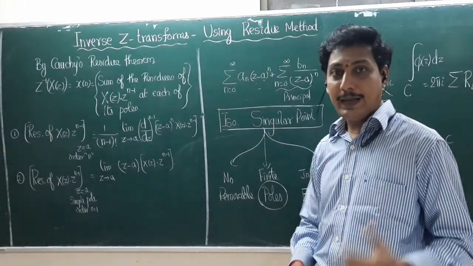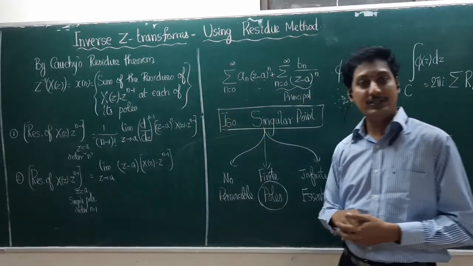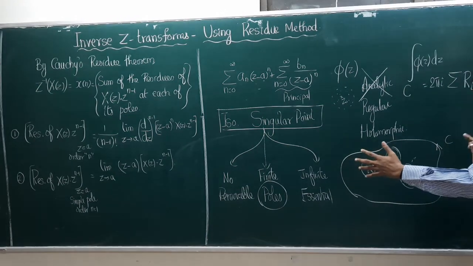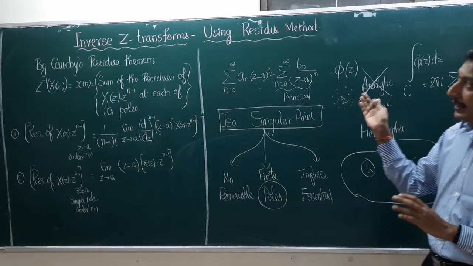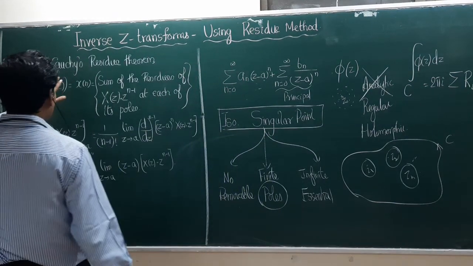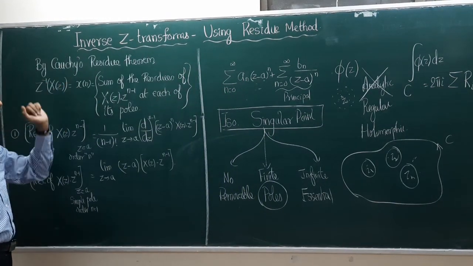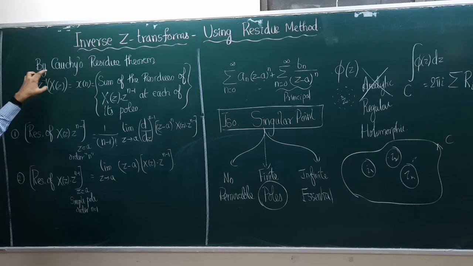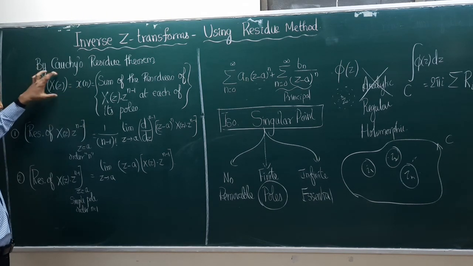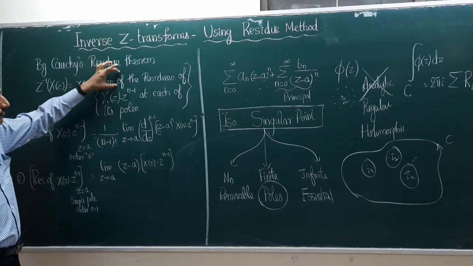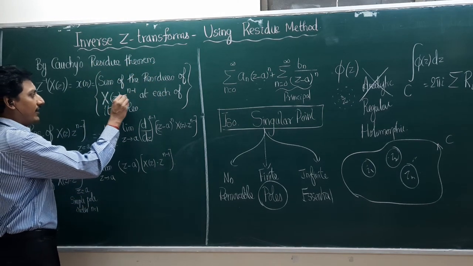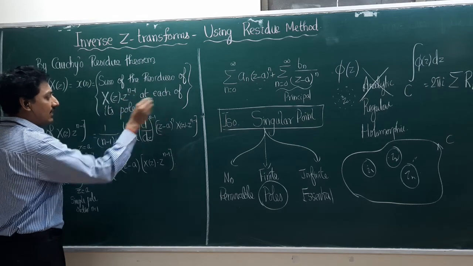The same concept I am going to use to determine the inverse Z transform. I made a separate video for this one, please go and watch it. I'm not coming back to the inverse Z transform. Now I am going to use Cauchy's residue theorem. My requirement is Z inverse of X of z equals x of n. The inverse Z transform of X of z is nothing but the sum of the residues of X of z into z power n minus 1 at each of its poles.